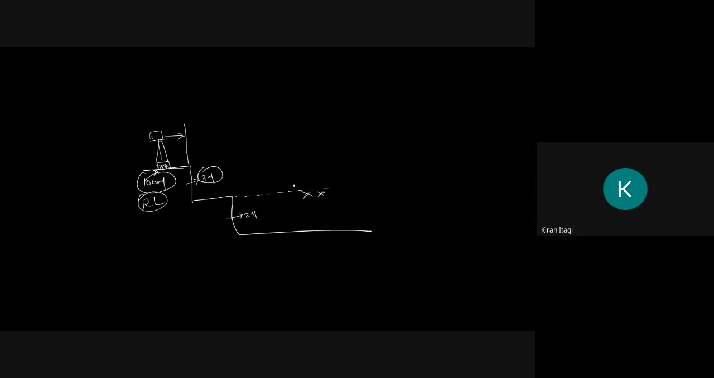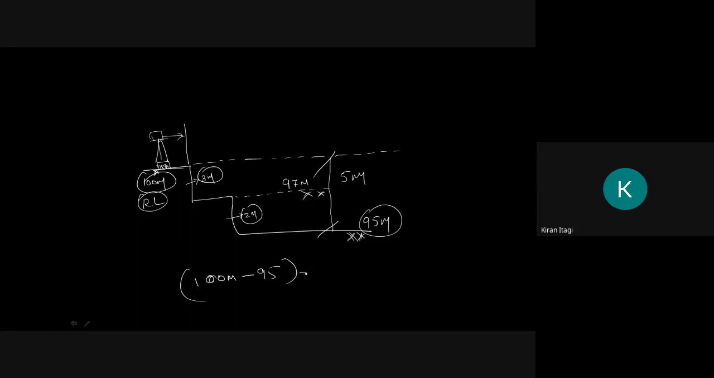Now this level will be how much? 100 minus 3, that is 97 meter. Now this level will be how much? 97 minus 2, it is 95 meter. So the total depth, how much is it? The total depth is 2 plus 3, that is 5 meter. We have done excavation of how much? 5 meter depth. In terms of levels, that is 100 minus 95, equal to 5 meter of excavation we have done.